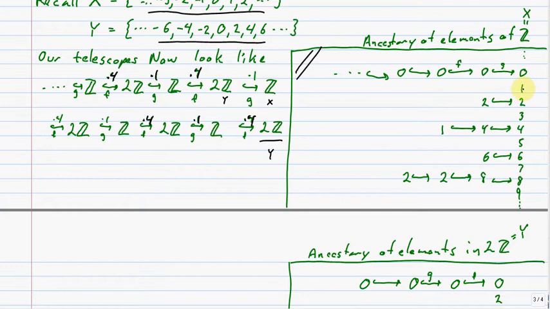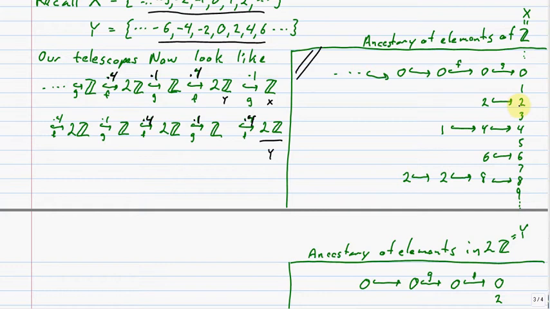Now we go down and I'm going to look at 1 in Z. Well, is there anything from 2Z that maps to 1? In other words, is 1 in the image of the injection map from 2Z to Z, or in the image of the identity map from 2Z to Z? Well, no. Only even integers in 2Z, so only even integers can come out.